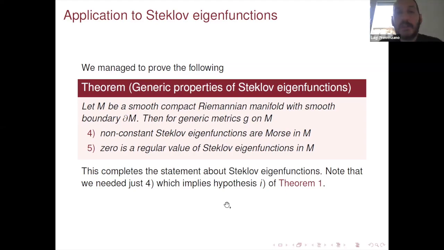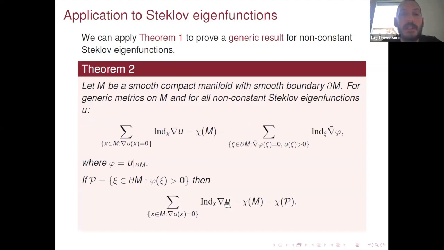But now, thanks to this, we can apply theorem 1 to Steklov eigenfunctions, and essentially what I state here is the same conclusion of theorem 1, where now U is a Steklov eigenfunction, and this identity holds generically, for a dense subset of metrics on a given manifold. The only difference is that on the right-hand side, the sum of the indexes of the gradient of phi on the boundary is taken only where the eigenfunction U is positive on the boundary.